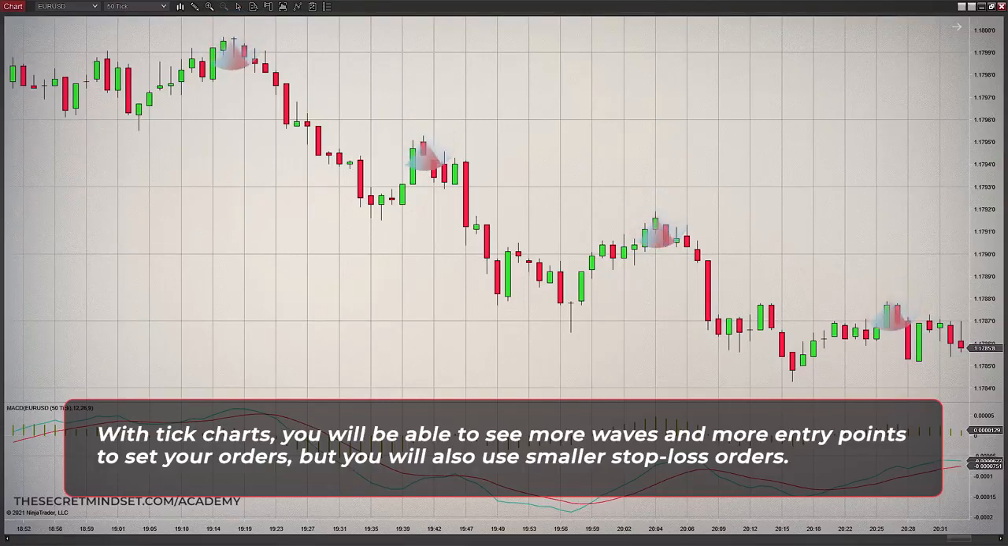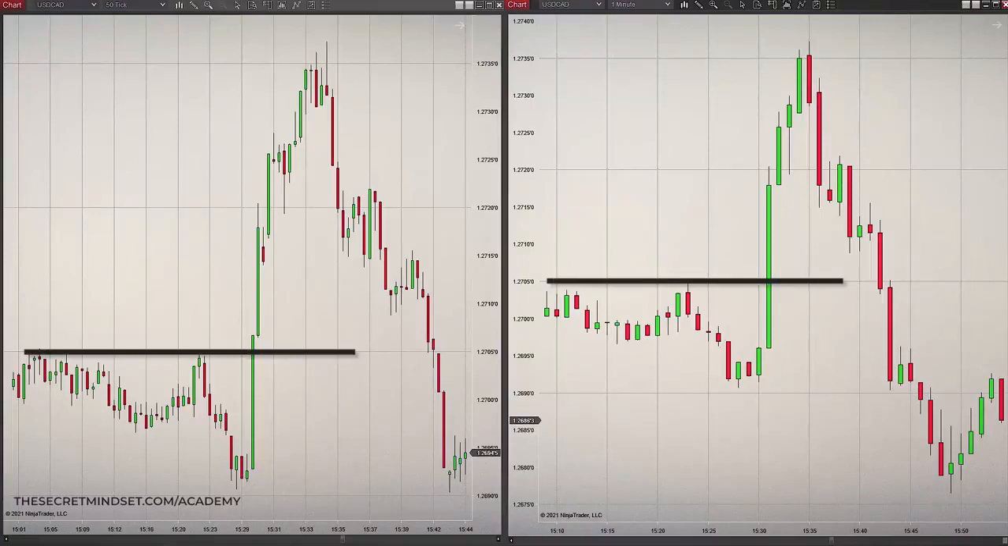With tick charts, not only will you be able to see more waves and more entry points to set your orders, but you will also use smaller stop-loss orders. Look at this chart. If you want to scalp this sub-move, a stop-loss of 30 pips is required to enter a trade. That's a big stop-loss to be used on the 1-minute chart.